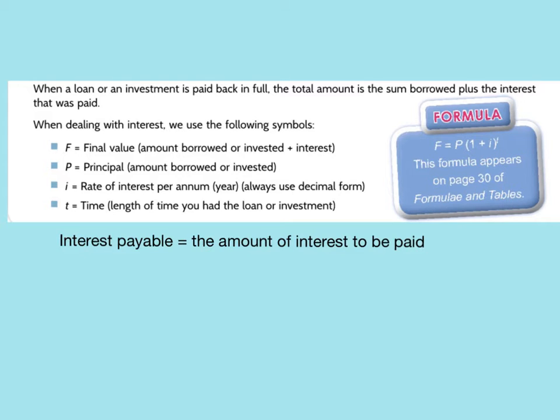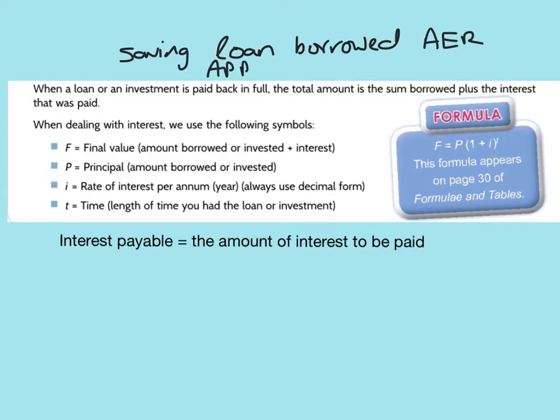be looking at savings. And when we're looking at either of those, and they're keywords, so sometimes in a question you see the words savings, loan, borrowed, you might see AER, you might see APR, or compound. That's another one, compounded. As soon as you see any of those words in a question, you know we're going to use this formula in some capacity, okay? And this formula, it's on page 30 of your formula tables.